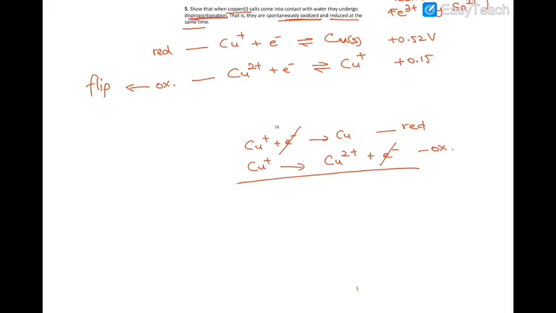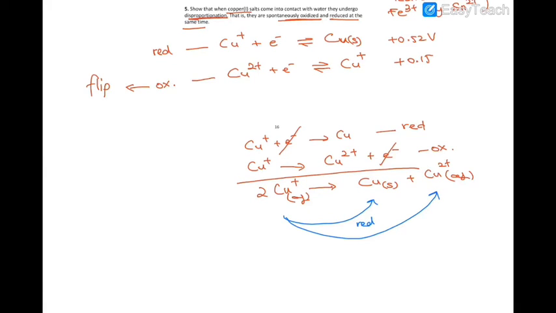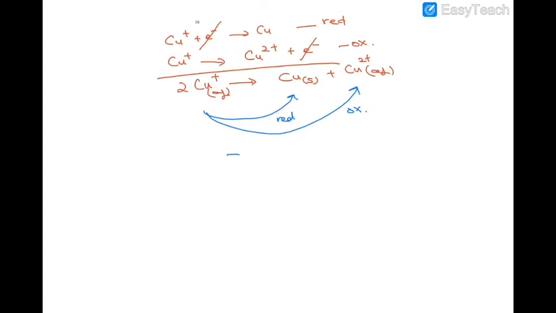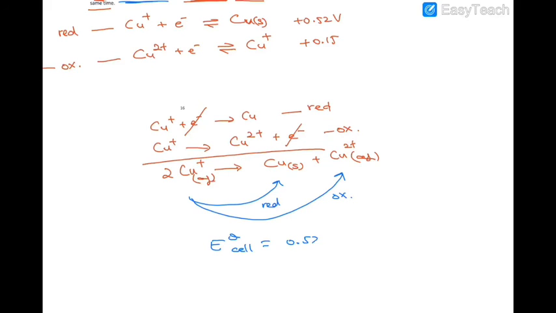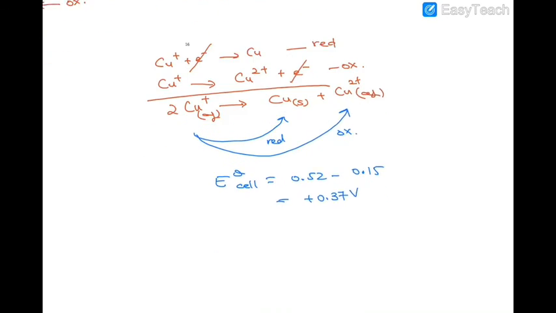Electrons cancel out, so I have 2 Cu+ getting converted to copper solid and Cu2+ aqueous. So here you have this reaction, which is reduction, and this reaction, which is oxidation. So this is disproportionation, oxidation and reduction at the same time. And if you calculate the overall cell potential, this is going to be the reduction minus the oxidation. So this is positive, which means that it is possible, it takes place.